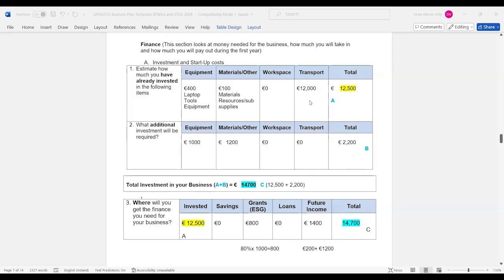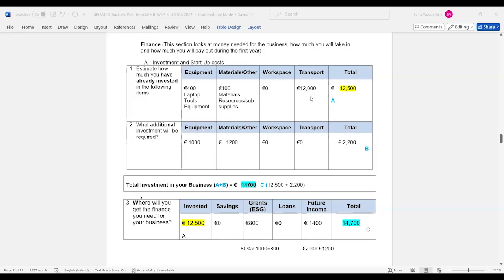And the next one is transport. If your business requires transport to carry out some of your business activities, and you're going to introduce your own transport into the business, put down the current value of the vehicle that you're currently introducing into the business. If your business does not require transport and you're not introducing your own transport into the business, put 0 here.